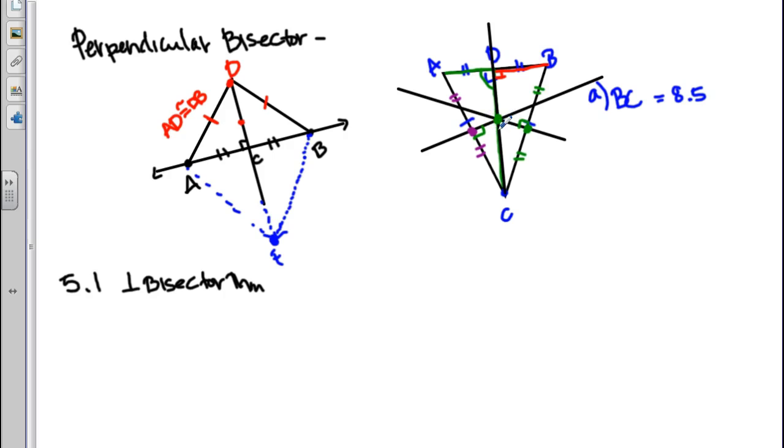This point right in the middle, now it's not a big deal when two lines intersect. I mean, we have an intersection point, but when three or more lines intersect, that is a super cool thing. That doesn't happen all the time. So this is called a point of concurrency.